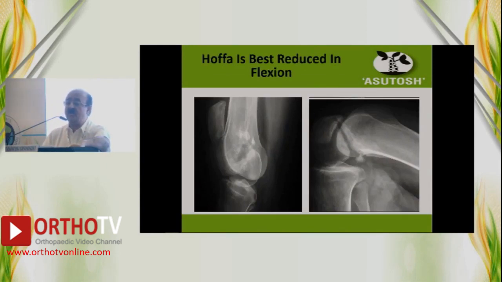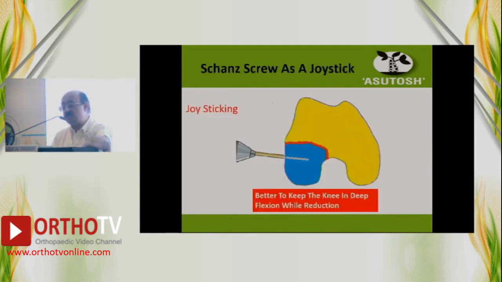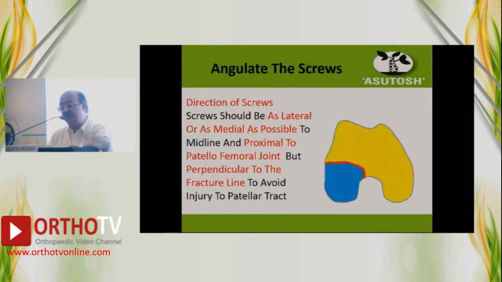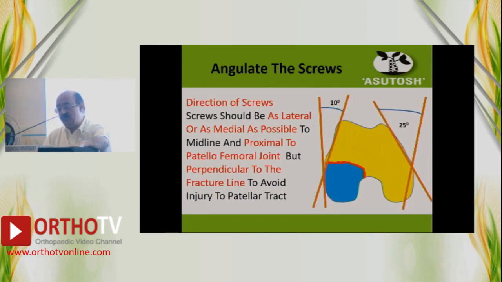Remember, Hoffa is best reduced in flexion because the forces on the capsule, the gastrocnemius and everything relax. When you are reducing it, you visualize the fracture site from whichever approach you are taking. You may use a joystick, and it is better to keep the knee in deep flexion so you get your reduction easily. You insert your guide wires, hold the fracture temporarily with the clamp, and then fix in your screws. The screws should go proximal to the patellofemoral joint if possible.